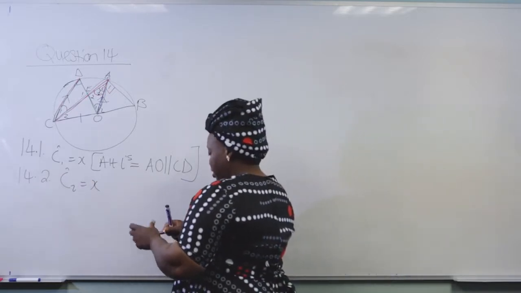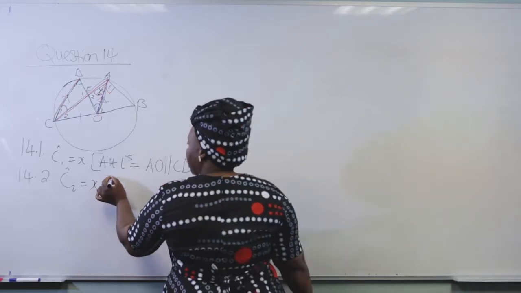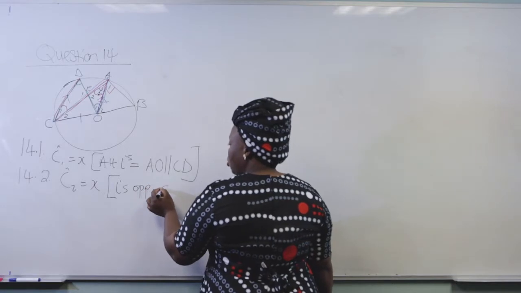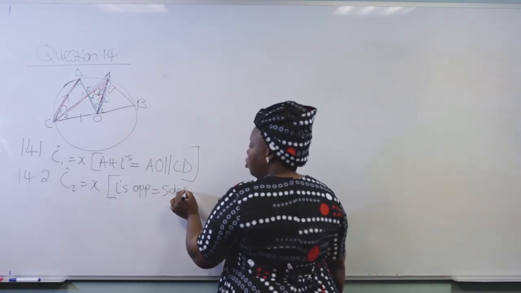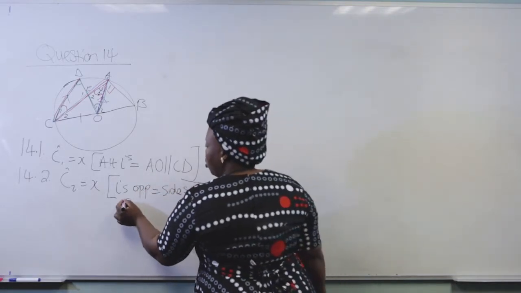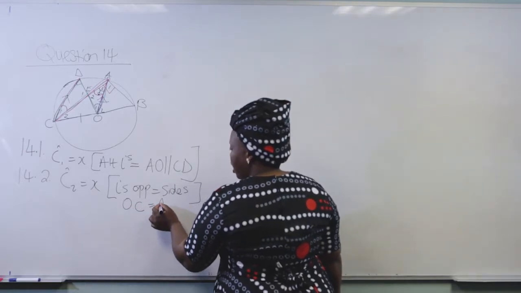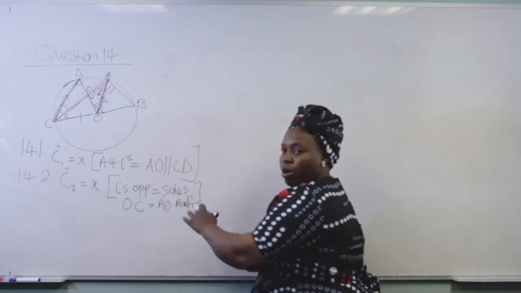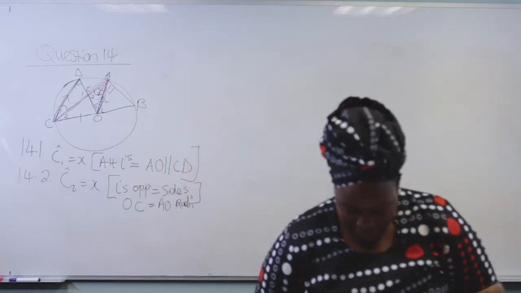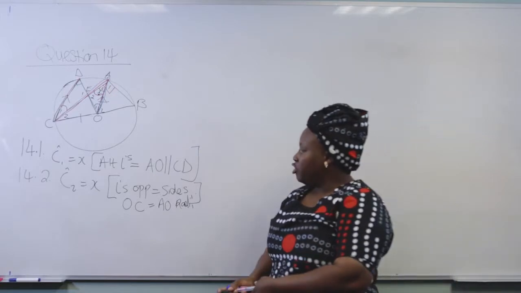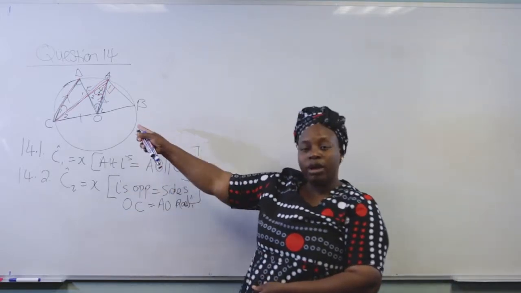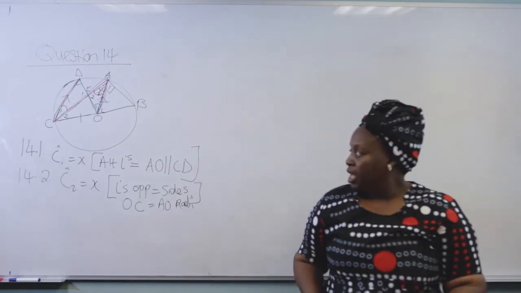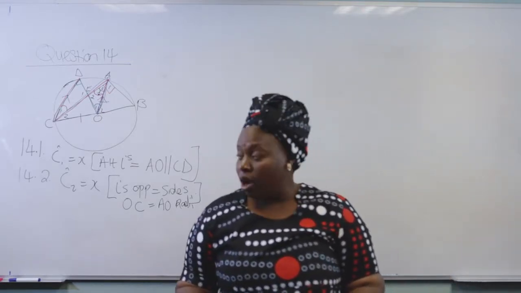So let's write that because that is the reason. It is going to be angles opposite equal sides. And one can simply say because OC is equal to AO, and the reason will be radii. Either one of these two reasons will give you a mark. Okay, folks? It's very simple for you to follow as long as you know the theorems and the information that is needed.